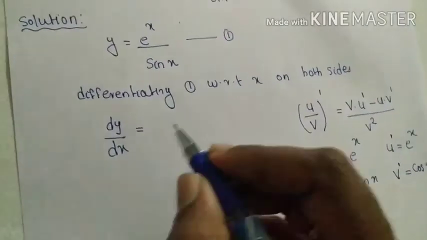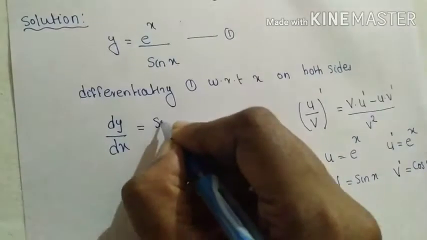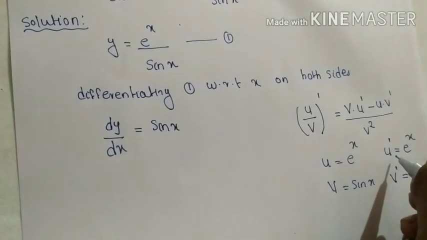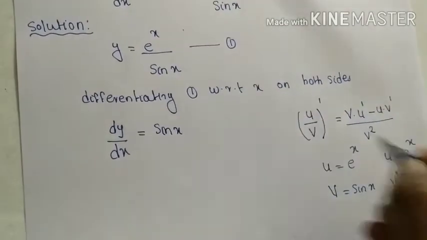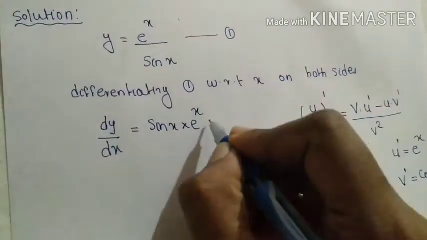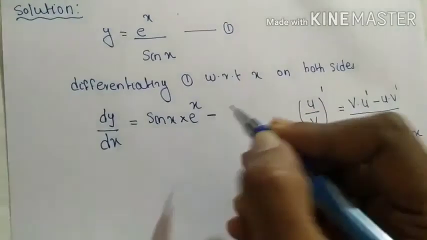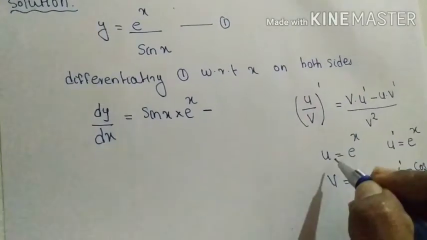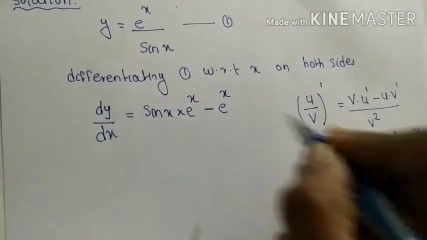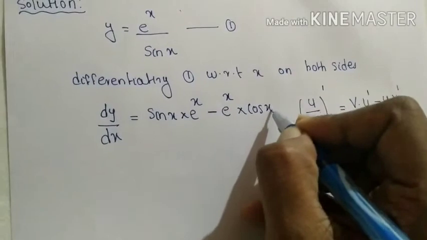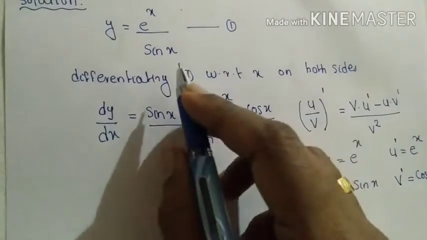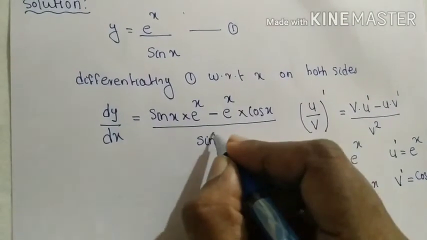our RHS becomes v, here v is sin x, into u dash, meaning the derivative of the numerator. Here we get e raised to x as u dash, minus, don't forget to write minus here. Next u, here u is e raised to x, into v dash, which is cos x, whole divided by denominator square. Here the denominator is sin x, so sin x square means sin square x.